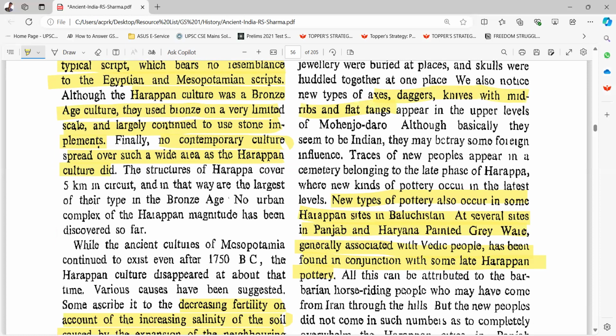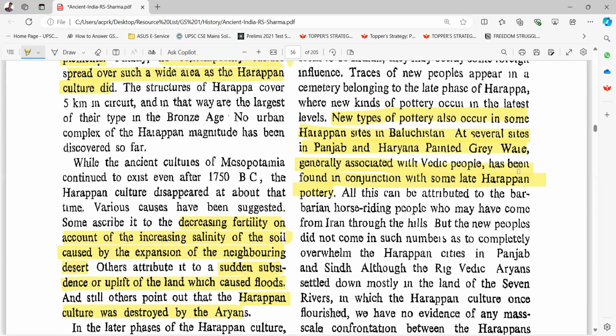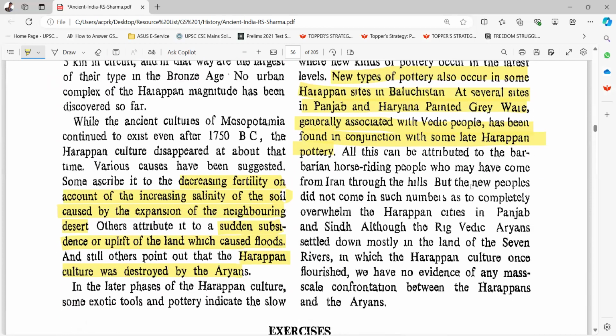Traces of new peoples appear in the cemetery belonging to the late phase of Harappa, where new kinds of pottery occur in the latest levels. New types of pottery also occur in some Harappan sites in Baluchistan and at several places in Punjab and Haryana. Painted Grey Ware, generally associated with Vedic people, has been found in conjunction with some late Harappan pottery. All this can be attributed to barbarian horse-riding people who may have come across from Iran through the hills.